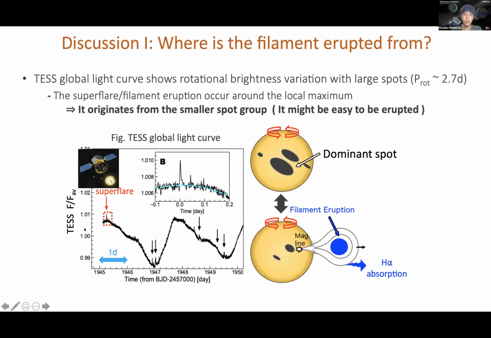And there is a rotational variation with a large star spot observed in this star's light curve. It is found that the superflare and filament eruption we detected occur around the local maxima, which is not the dominant spot on the surface. This indicates that the filament eruption originates from a much smaller spot group compared to the dominant spot. So this may indicate that the filament might erupt easily without being suppressed by the strong magnetic field of the large dominant spot.